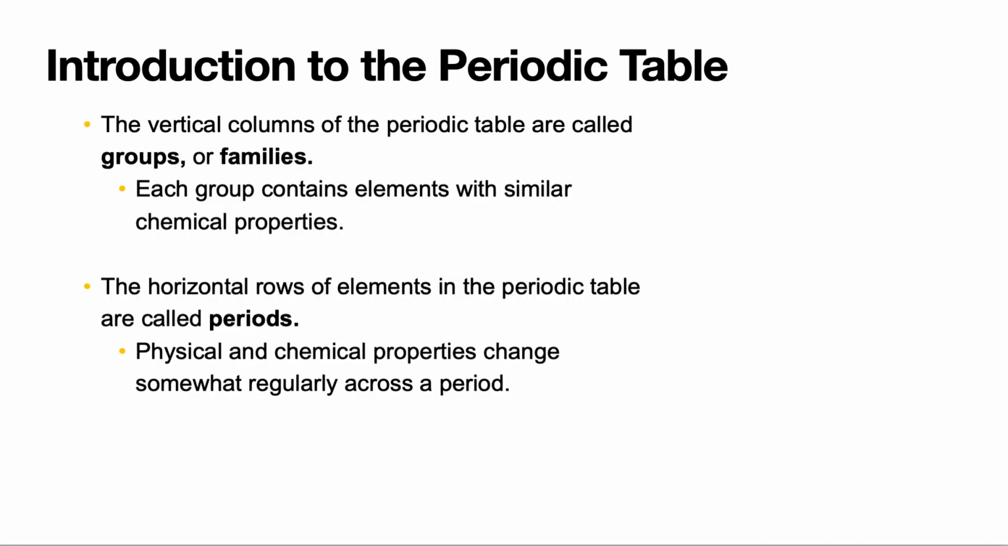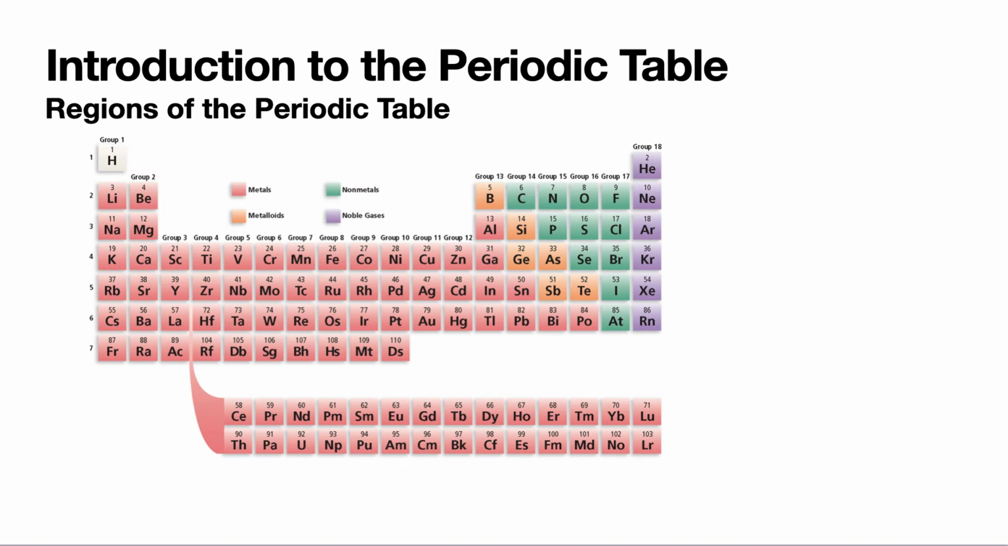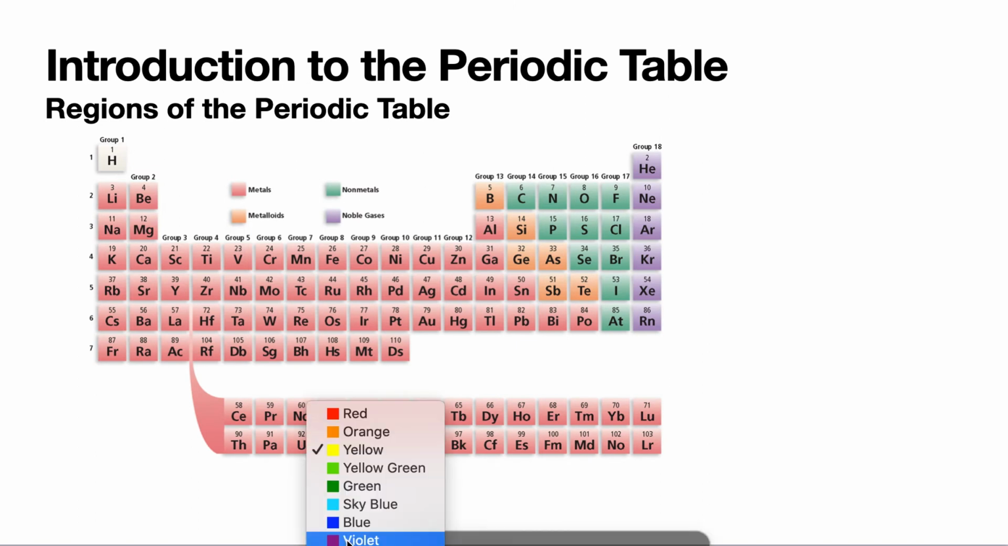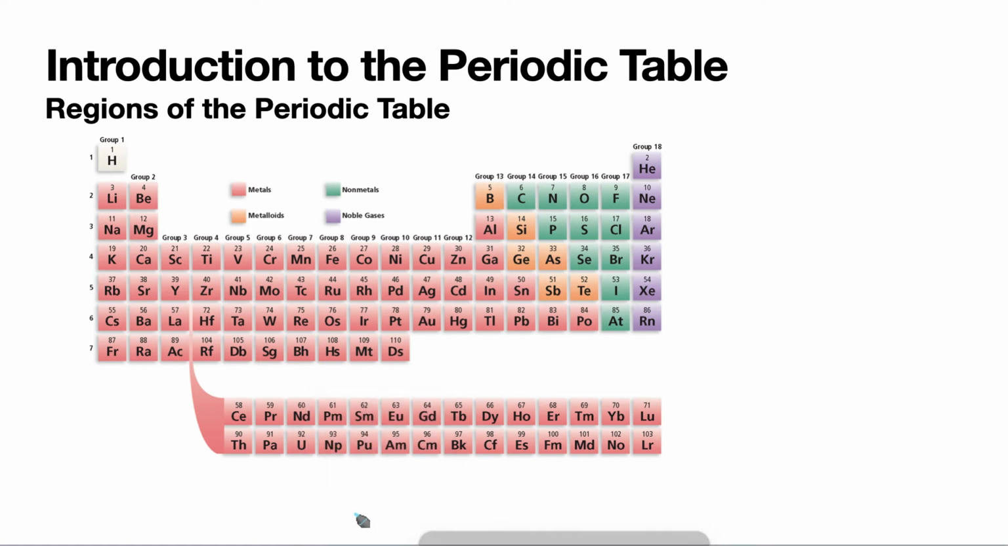So the vertical columns of the periodic table are called groups or families. Each group contains elements with similar chemical properties. So if we look back here, our groups go up and down, right? Vertical.